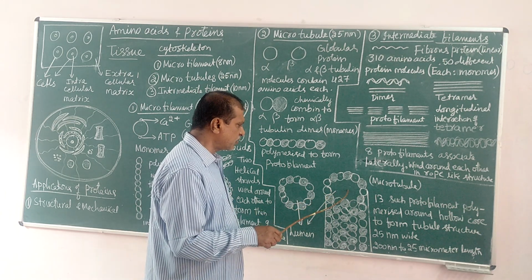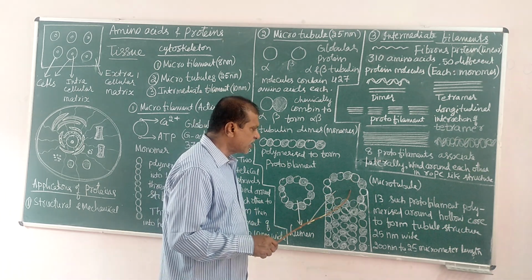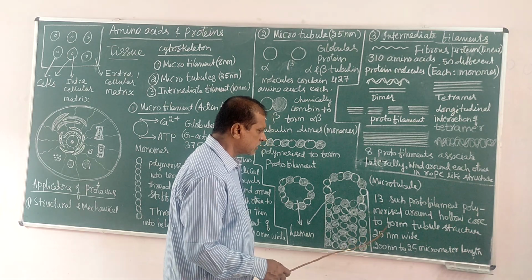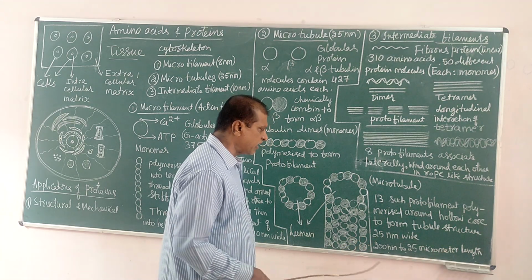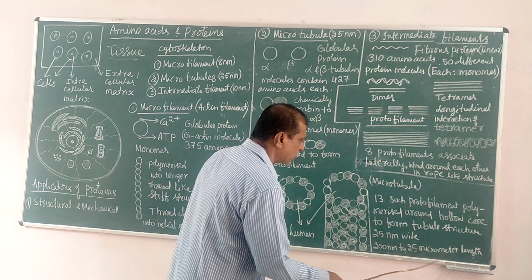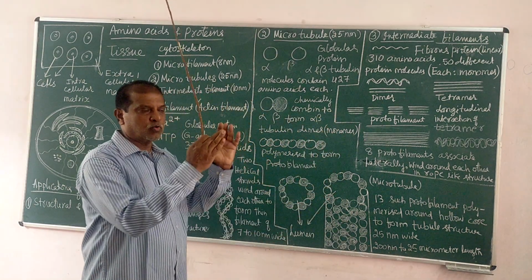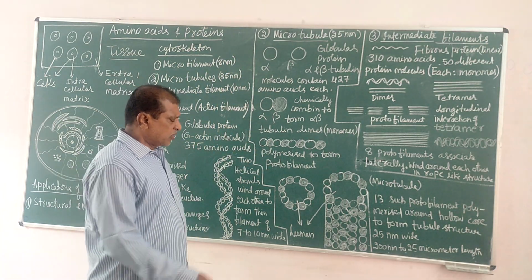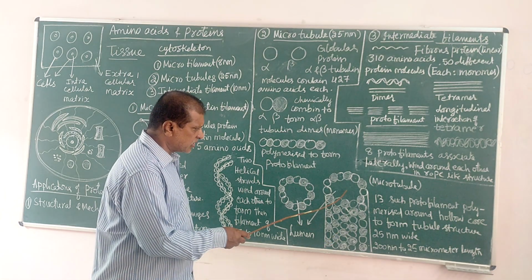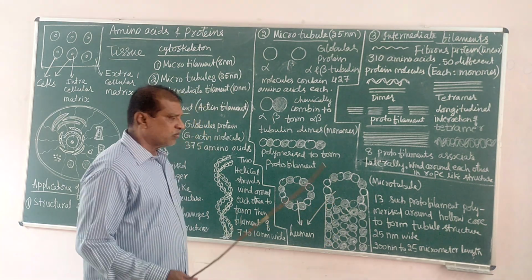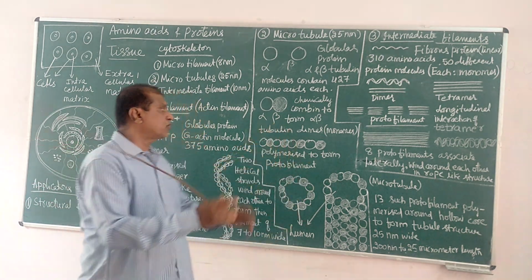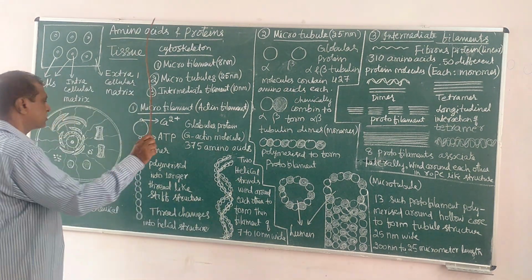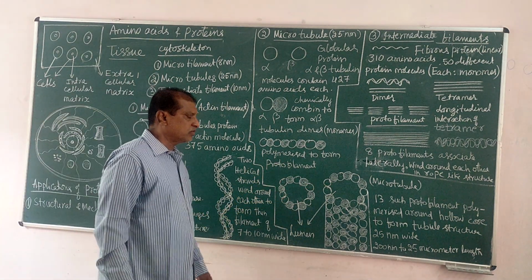Finally, this tubular shape turns out to be 25 nanometers in width, a bigger size, and the length varies from 200 nanometers to 25 micrometers. A rod-like or tube-like structure with high tensile strength. It is also a tube through which nutrient molecules diffuse from one place to another. That is an important function of the microtubule.